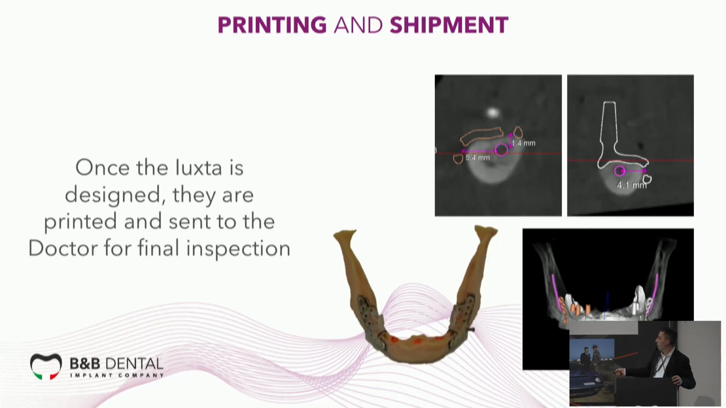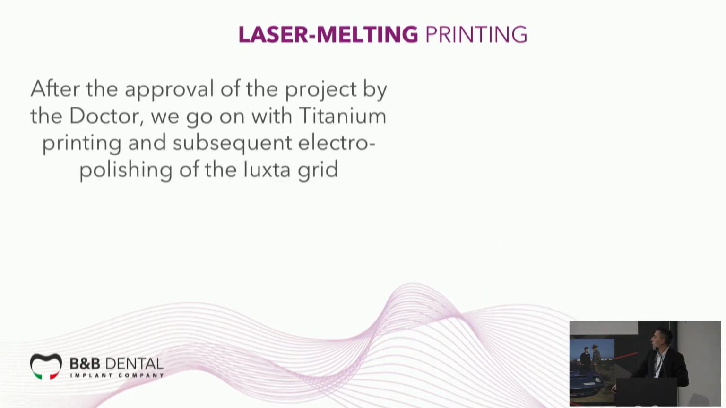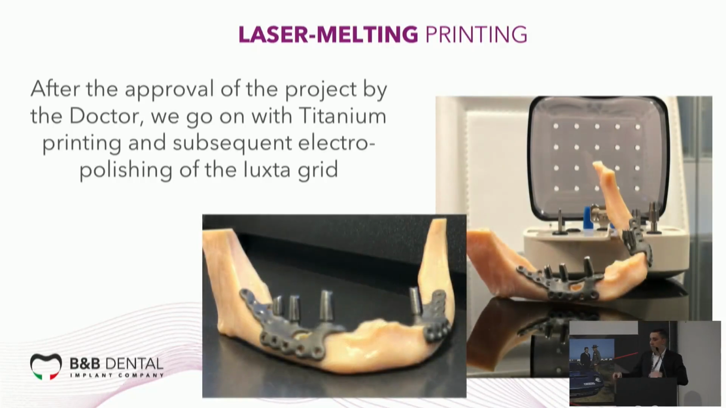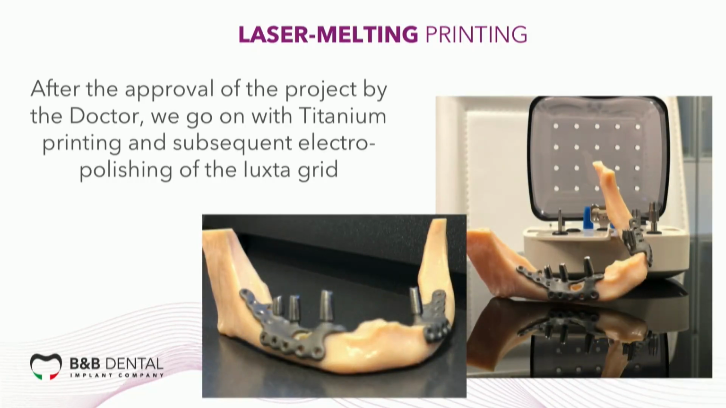This is the software. This is a model, the Juxtagrid. There are the nerves, so you can check the anatomical parts that you want to preserve. Okay, this is the prototyped mandible with the Juxtagrid, and we can send you this. After the approval of the project by the doctor, we go on with titanium printing by laser melting and subsequent electropolishing of the Juxtagrid. So we can finalize this for you, and we can send you everything for the day of the surgery.